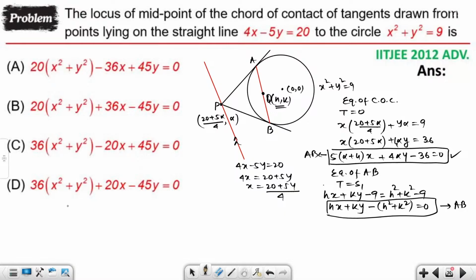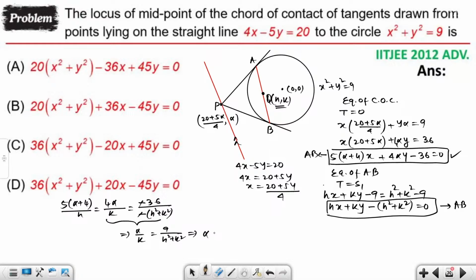So how will we write? We will simply compare the coefficients. So alpha plus 4 by h is equal to 4 alpha by k, which is equal to minus 36 over minus h square plus k square. That's it. Minus minus goes off. Now if we take these two cases, what are we getting? We are getting alpha over k is 9 over h square plus k square. So from here we are writing alpha is 9k over h square plus k square.